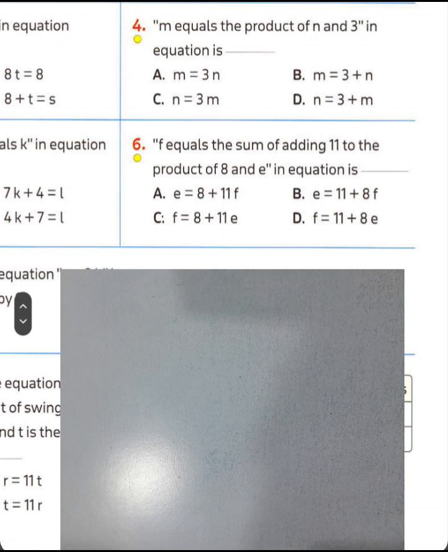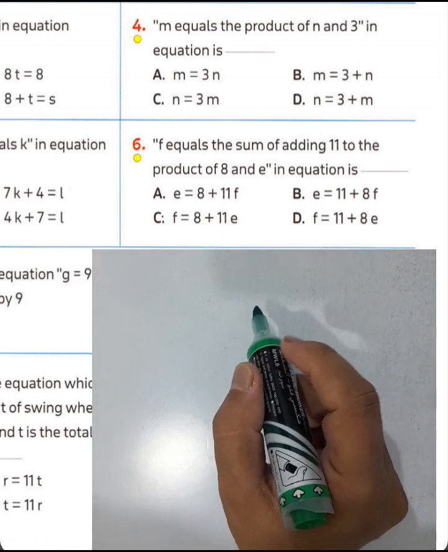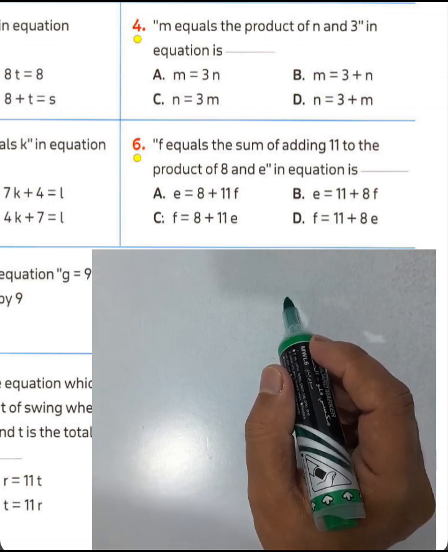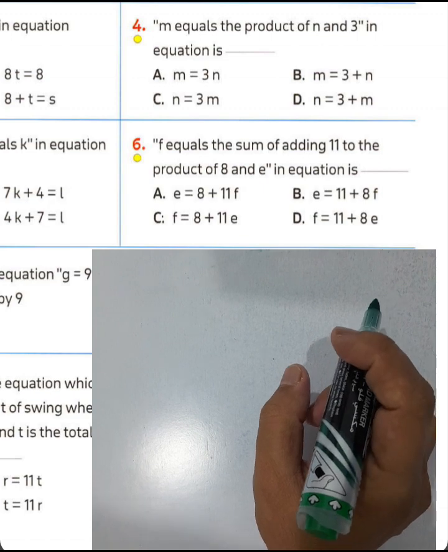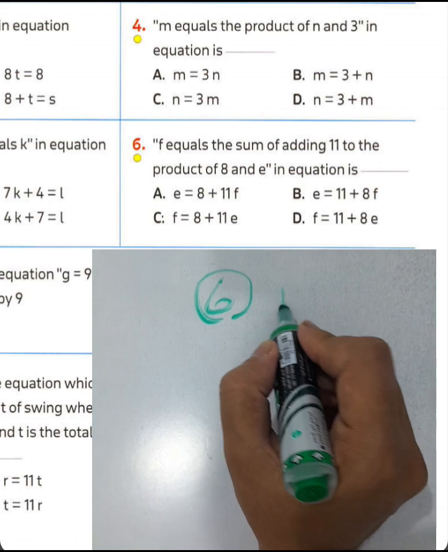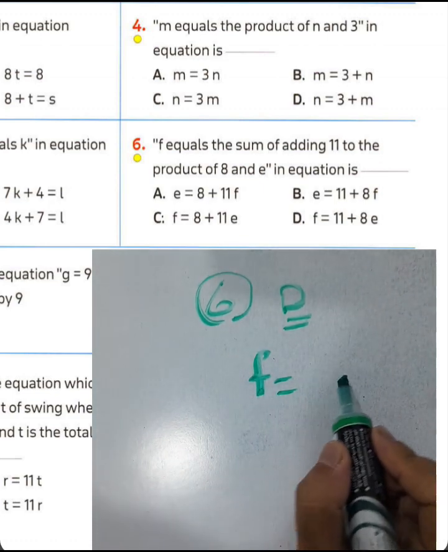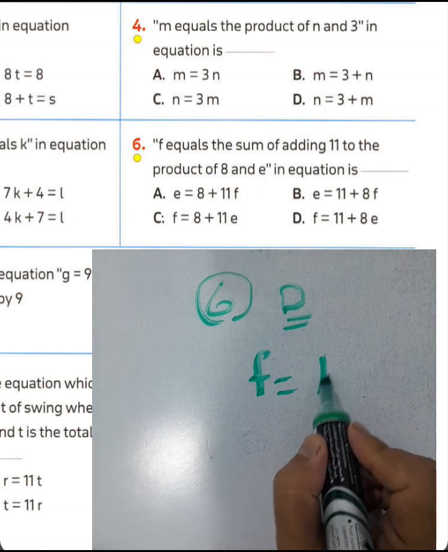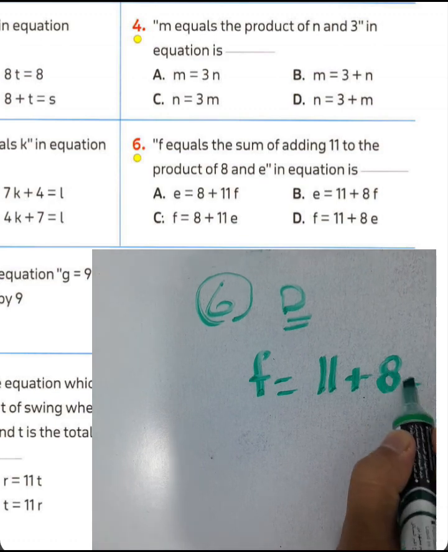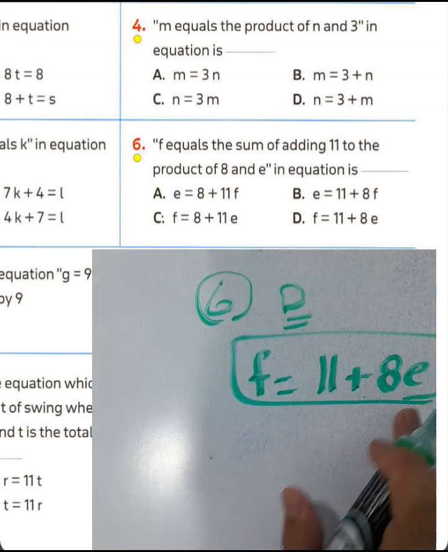Number 6. F equals the sum of adding 11 to the product of 8 and E. In the equation, question number 6, we must choose letter D. Again, F equals the sum of adding 11 to the product of 8 and E. F equals 11 plus 8E.